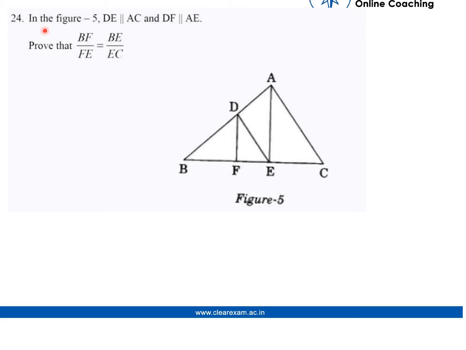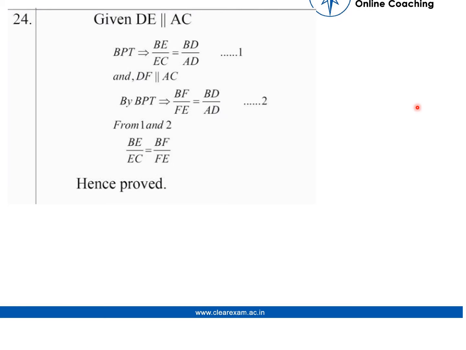So the given question says that in the figure DE is parallel to AC and DF is parallel to AE. We need to prove that BF upon FE equal to BE upon EC. For this we need to know the property of similar triangles. So we solve it further.